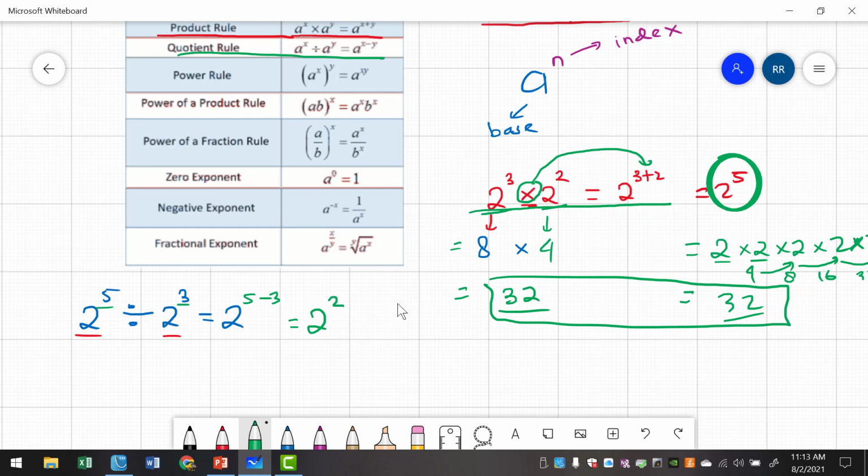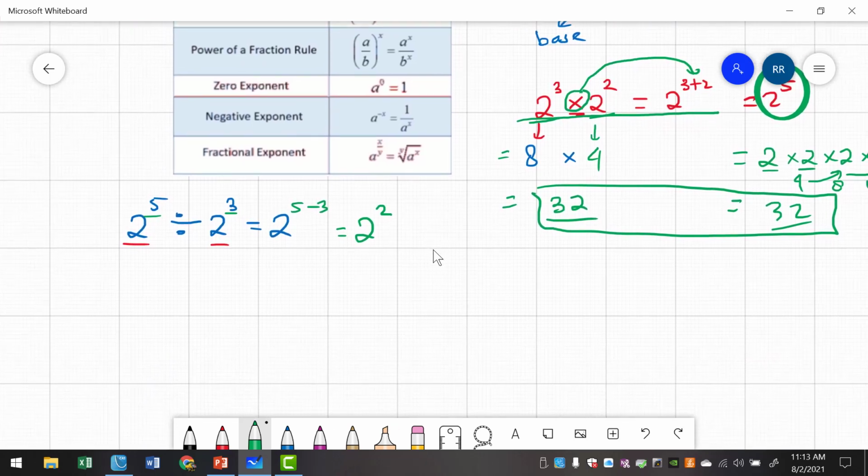Okay, so let me illustrate a little bit why this works. 2 to the power of 5 divided by 2 to the power of 3. Actually, I can write it down like this, right? It's a form of division. It's the same thing as a fraction. So if I want to expand that, 2 to the power of 5 is actually like 2 times 2 times 2 times 2 times 2, right? We have 1, 2, 3, 4, 5. So multiplying 2 five times.